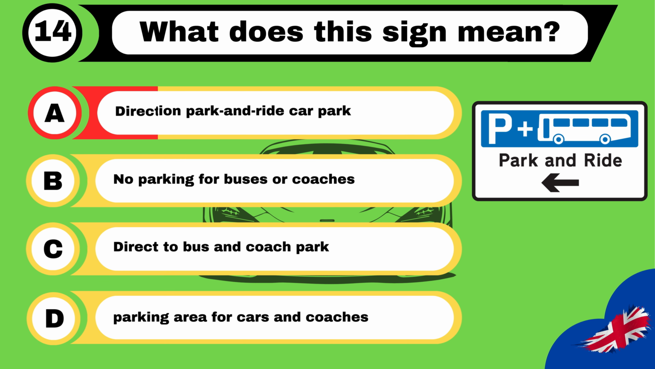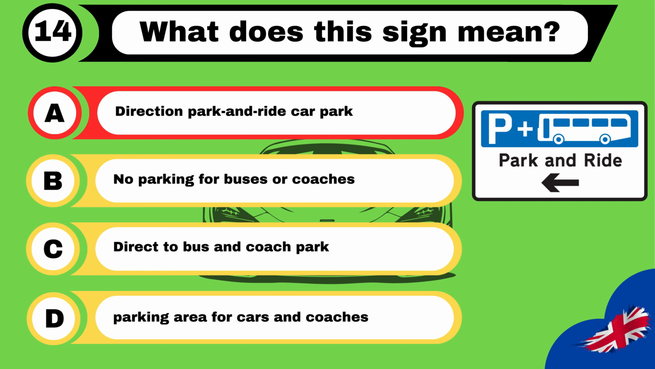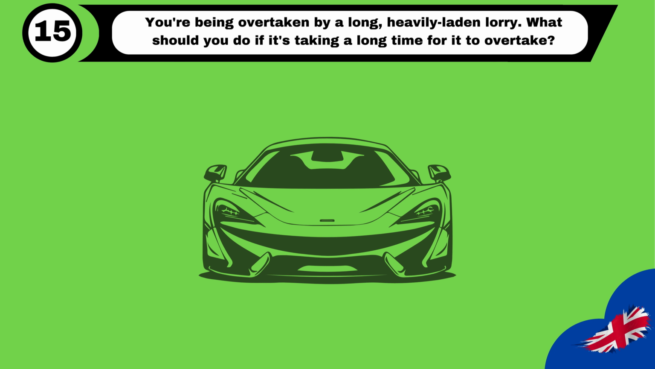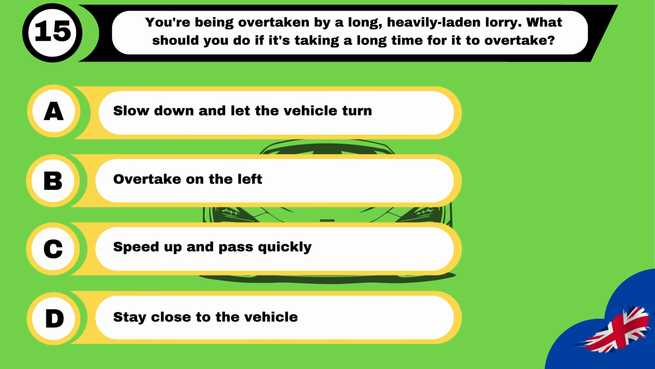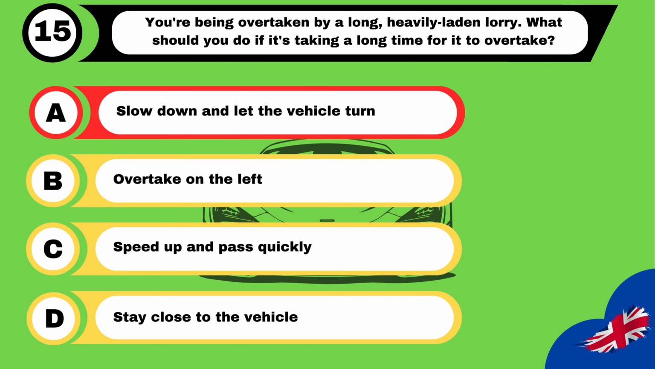The answer is A. Direction park and ride car park. Question 15. You're being overtaken by a long, heavily laden lorry. What should you do if it's taking a long time for it to overtake? A. Slow down. B. Hold your speed. C. Change direction. D. Speed up. The answer is A. Slow down.